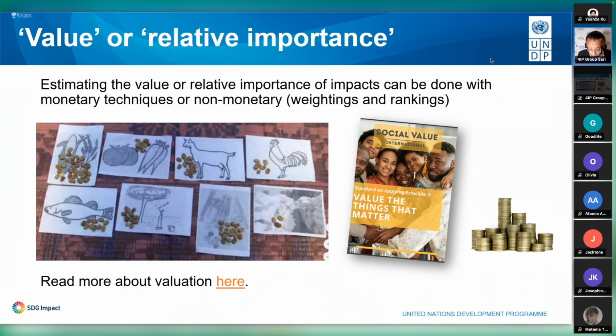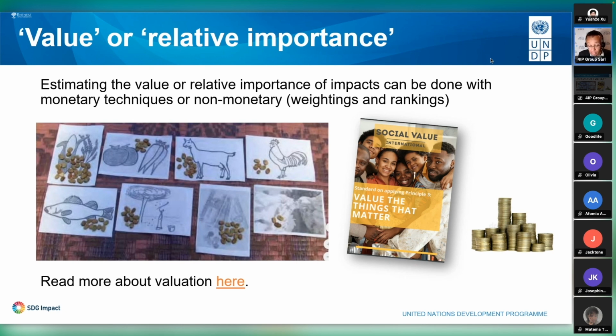If there is limited visibility to the underlying assumptions that underpin valuation, if stakeholders' voices are not included, and so on and so on. You have here, as you can see on the slide, the so-called Social Value International Principle number 3, that value the things that matter, mentions that making decisions about allocating resources between different options requires an explicit recognition of the relative value or worth of different changes or outcomes that people experience as a result of activities.